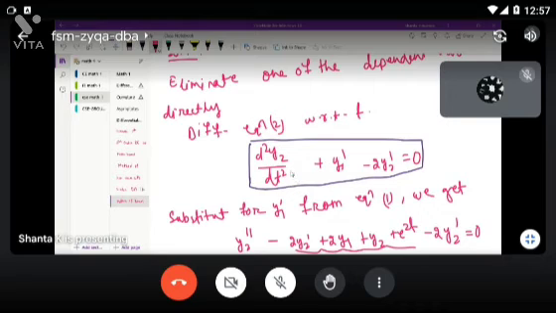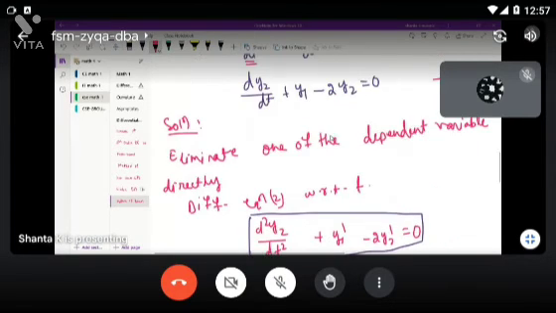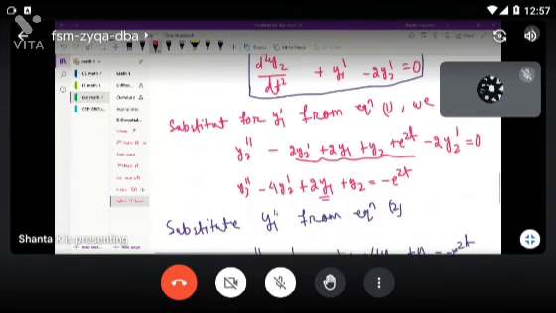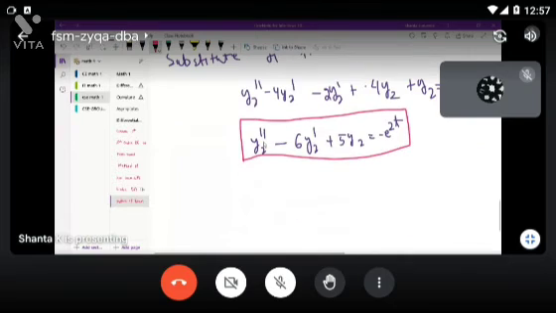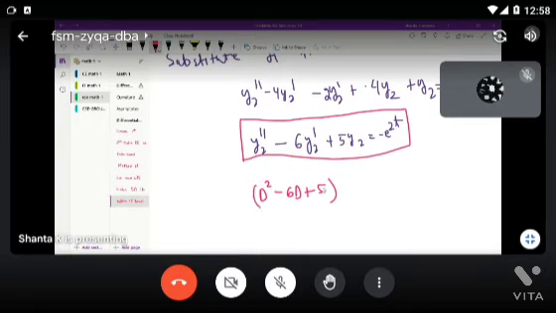And there we have substituted the values of y1 dot and y1. So then we are getting the equation, which is a second order equation with respect to the variable y2. Now we can proceed in the normal equation form. So it is (D squared minus 6D plus 5) y2 equals e to the power minus 2t. Now we will find the general solution form.